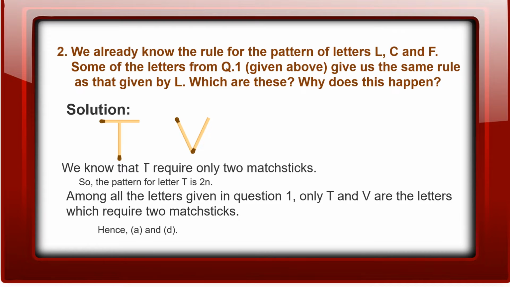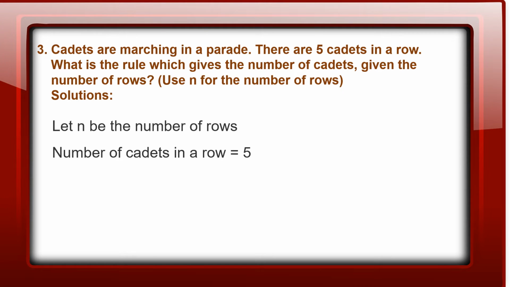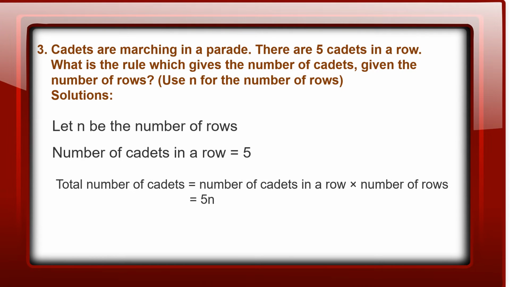Cadets are marching in a parade. There are 5 cadets in a row. What is the rule which gives the number of cadets given the number of rows? Use n for the number of rows. So first let us take the number of rows to be n. Now the number of cadets in a row is 5. It is given in the question. So how will you write the rule? 5n, isn't it? 5, the number of cadets in a row, into the number of rows. So the total number of cadets equals the number of cadets into the number of rows. That is equal to 5n.